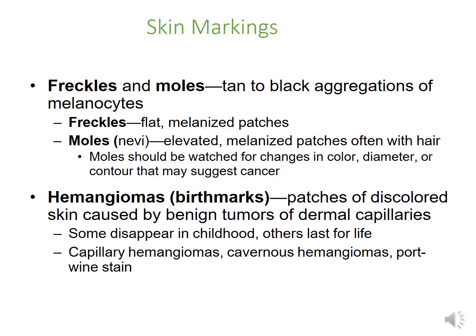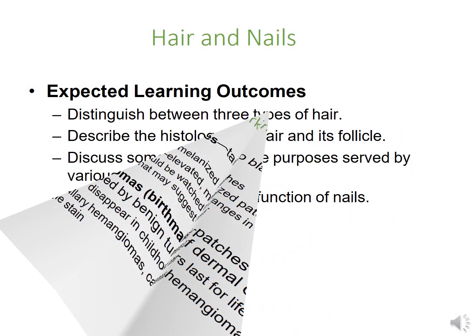Moles, often with hair, should be watched for changes in color, diameter, or contour that may suggest cancer. Hemangiomas, or birthmarks, are patches of discolored skin caused by benign tumors of dermal capillaries. Some disappear in childhood, others last for life. Types include capillary hemangiomas, cavernous hemangiomas, and port-wine stain.